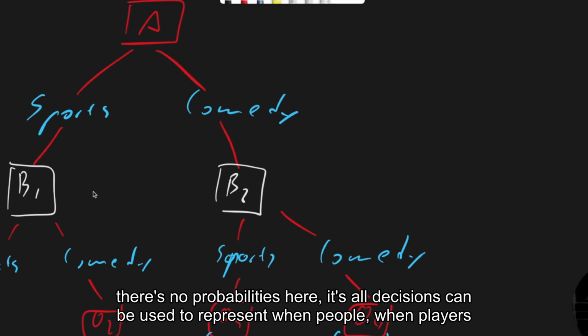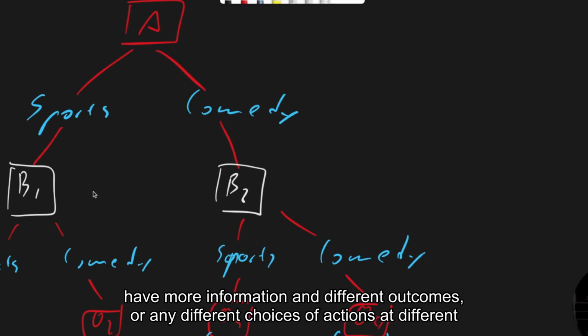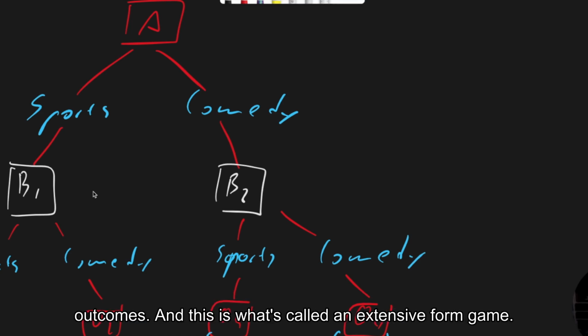there's no probabilities here, it's all decisions, can be used to represent when players have more information and different outcomes, or indeed different choices of actions at different outcomes. And this is what's called an extensive form game.